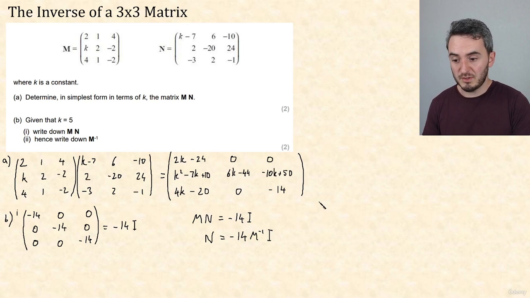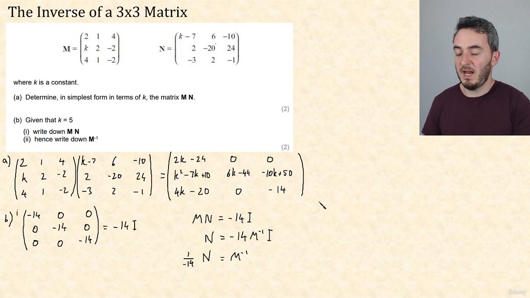Now, I is just the identity, so M inverse times I is just M inverse. So what we can say is that you can find M inverse by just dividing both sides by minus 14. So it's 1 over minus 14 times N. So all I need to do is go back to N here and divide it through by minus 14.